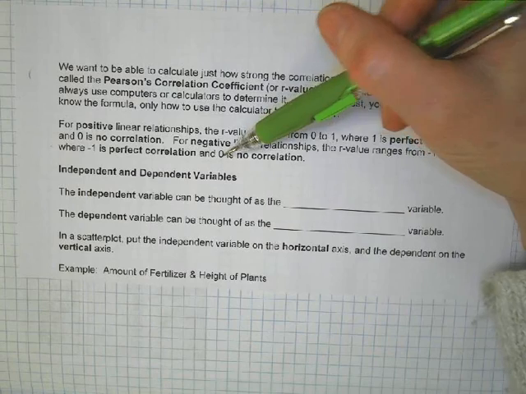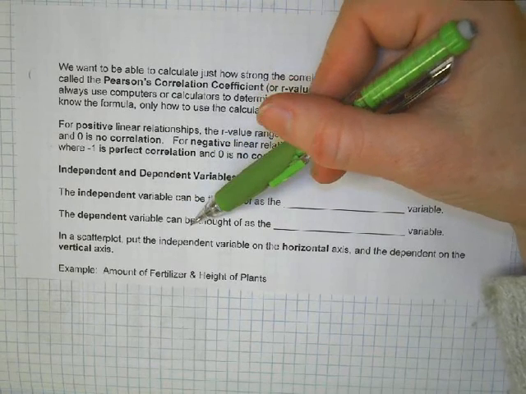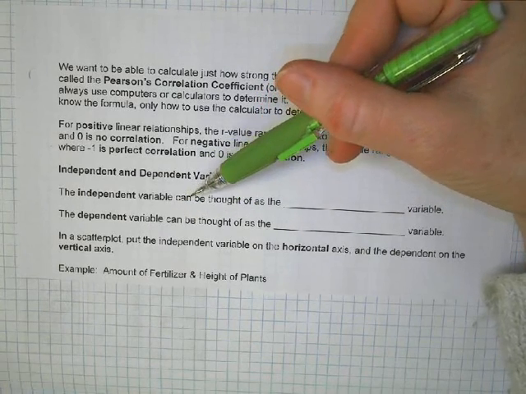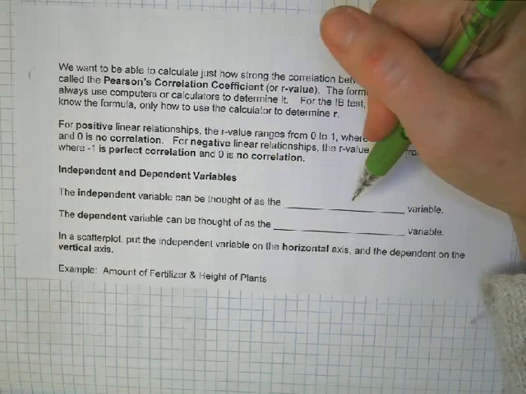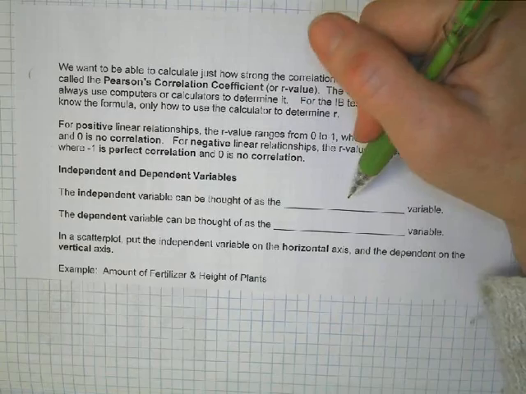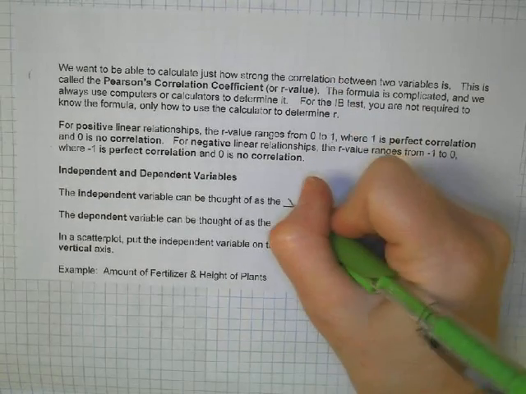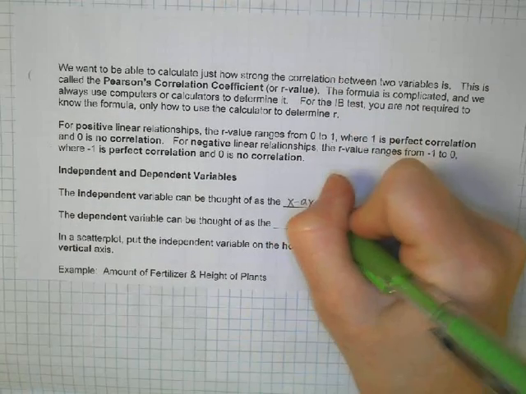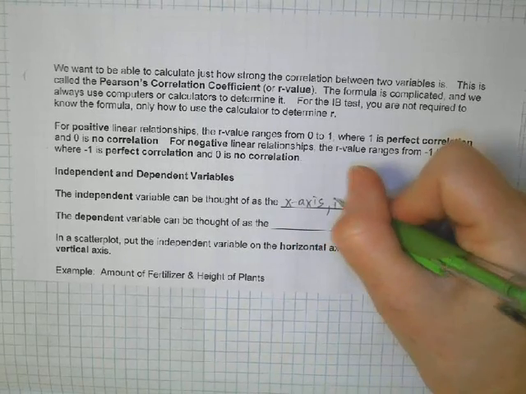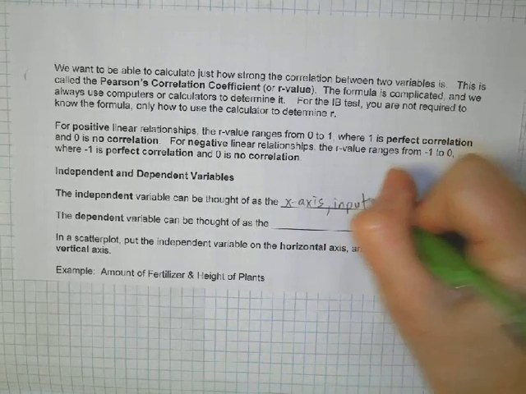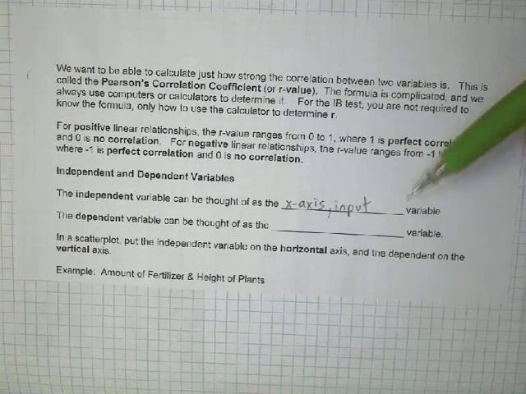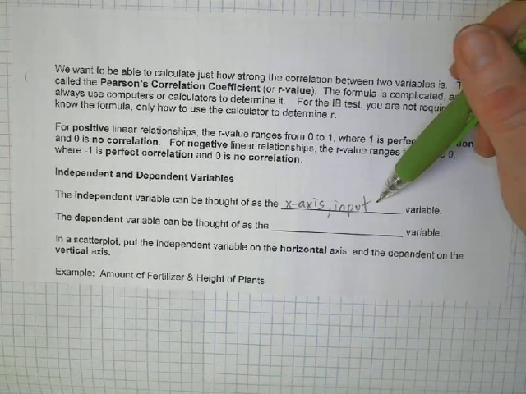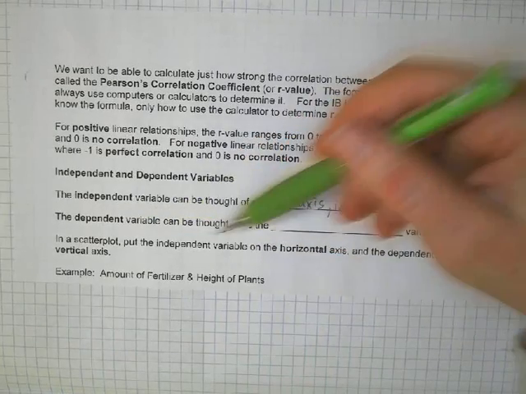Okay, independent variable versus dependent variable. We talked about this a little bit in class. Independent variable can be thought of as what you put on the x-axis. It's also like the input. Okay, so this would be your x-axis. You can think of it as the input. In general, if we think that one value affects the other one, that would be our independent variable. And then the dependent can be thought of as that's the y.